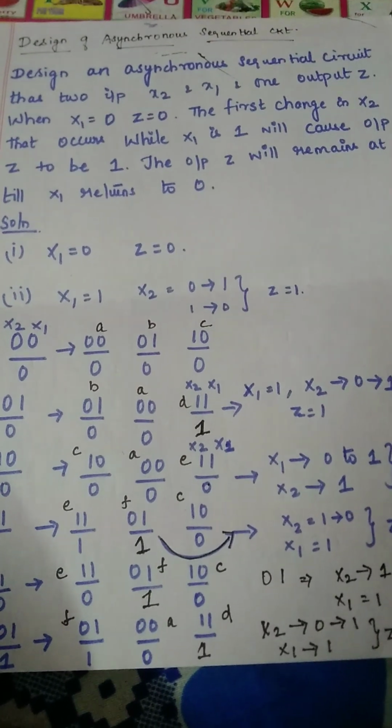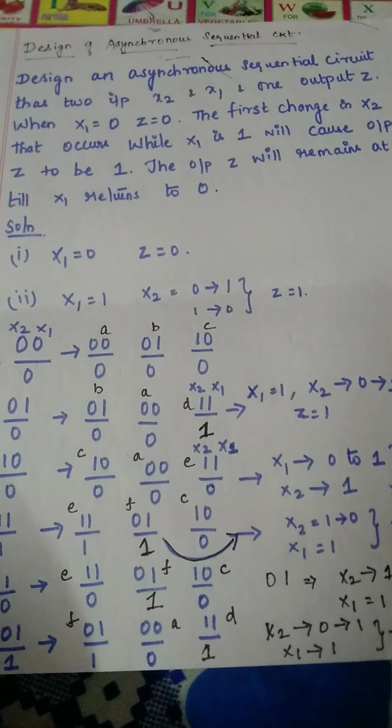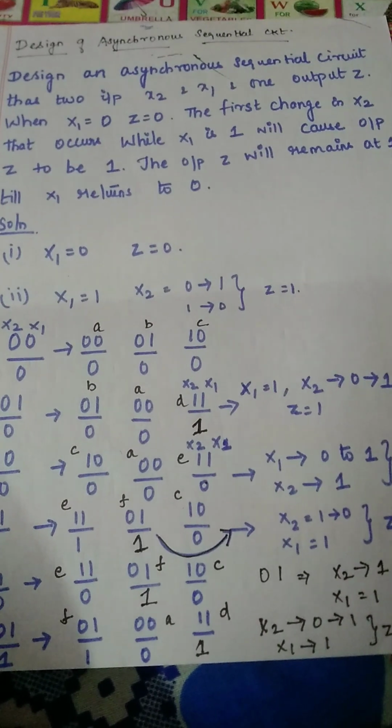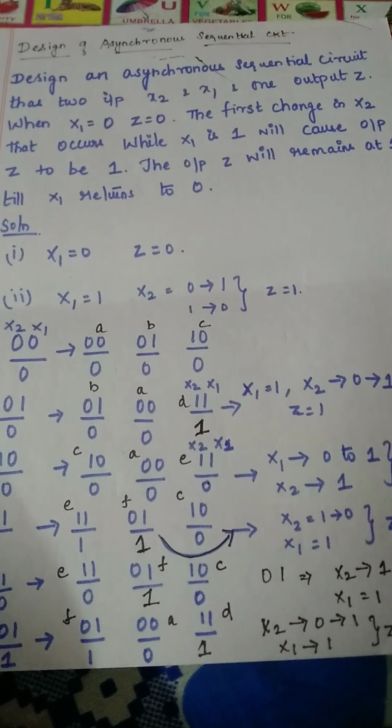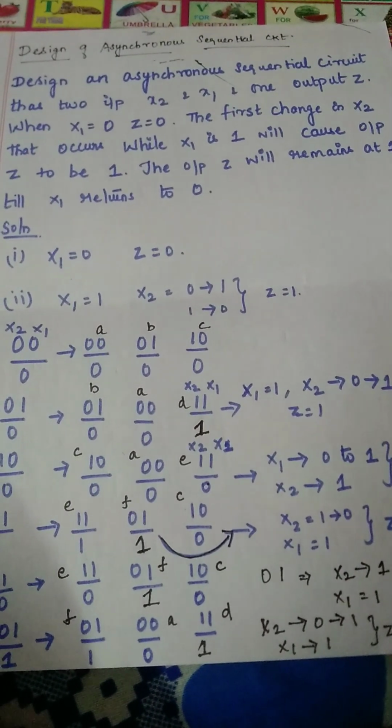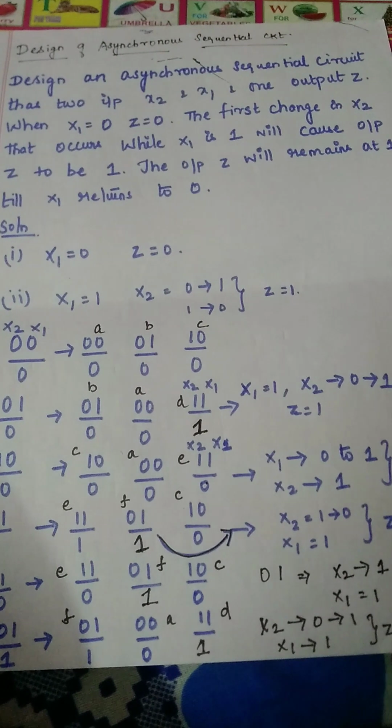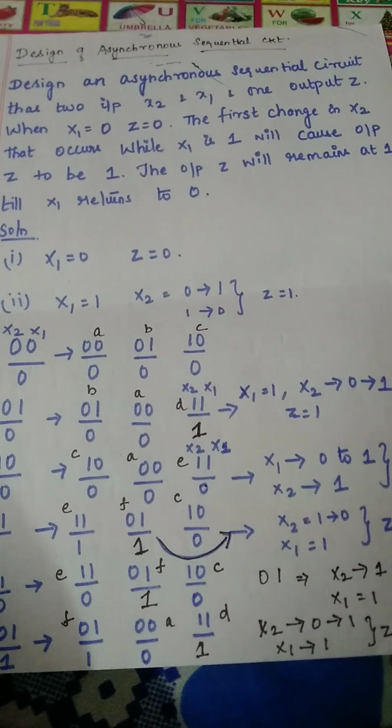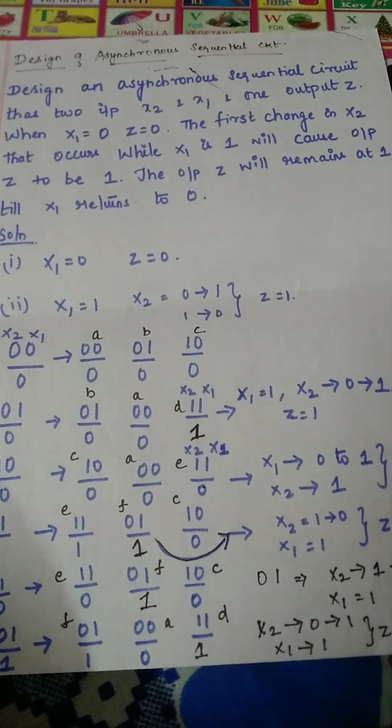Next, the first change in x2 that occurs when x1 is 1 will cause output z to be 1. This is the second condition. Third, the output z will remain at 1 till x1 returns to 0.